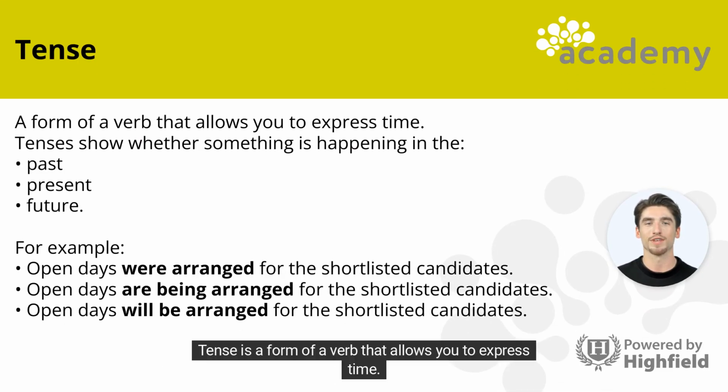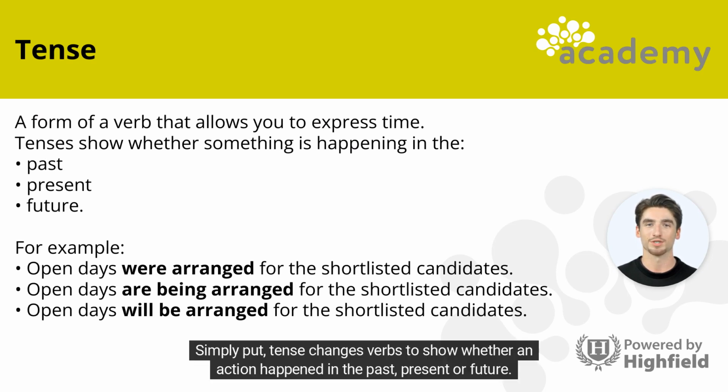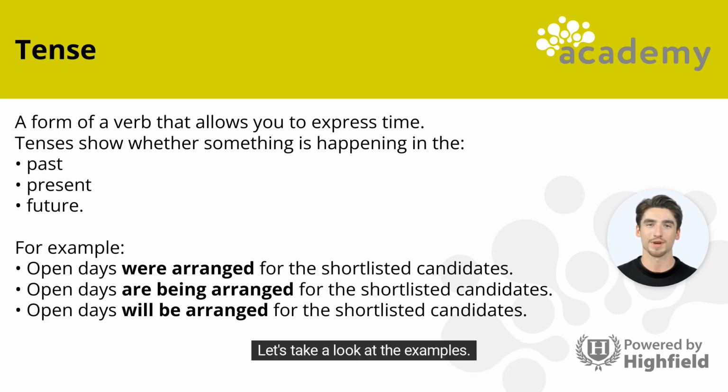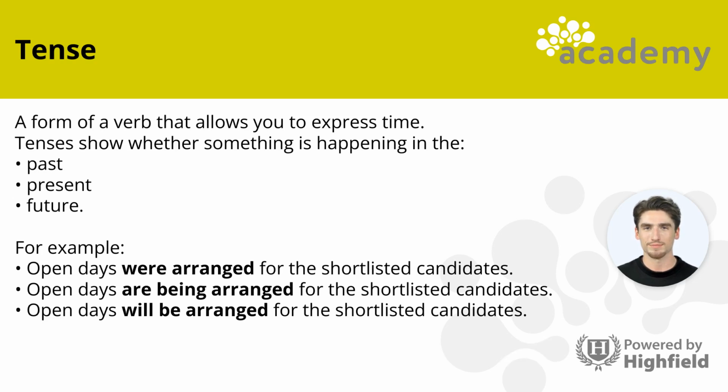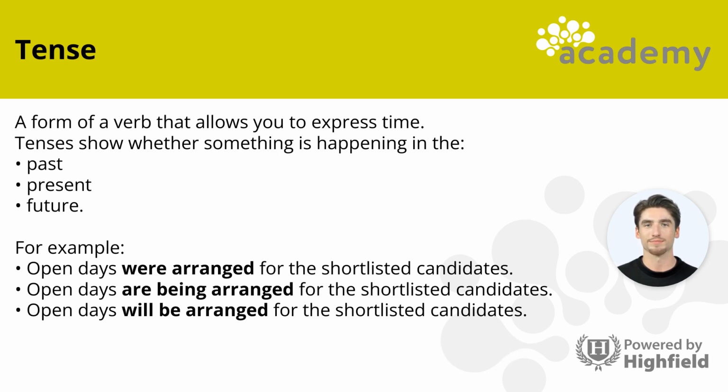Tense is a form of a verb that allows you to express time. Simply put, tense changes verbs to show whether an action happened in the past, present, or future. Let's take a look at the examples. Open days were arranged for the shortlisted candidates. This sentence is written in the past tense. It has already happened. Open days are being arranged for the shortlisted candidates. This sentence is written in the present tense. It is something that is happening now.